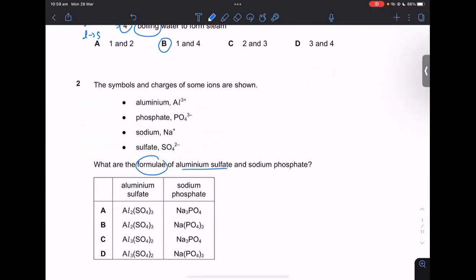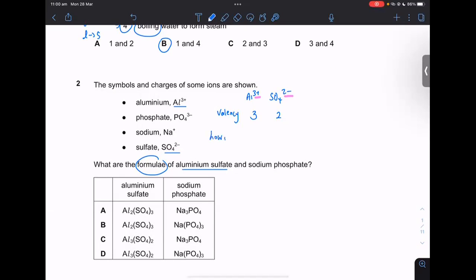Again, another year 9 topic. Aluminium sulfate, they are very generous. They give you the formula there. So your job really is how to make it happen. We talk about labeling. Valency is the charge of the ion. The charge of the ion is 3+, so the valency is 3. The charge of this sulfate is 2-, so the valency is 2.